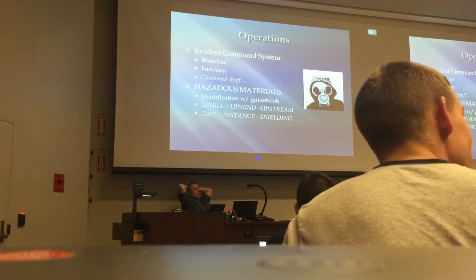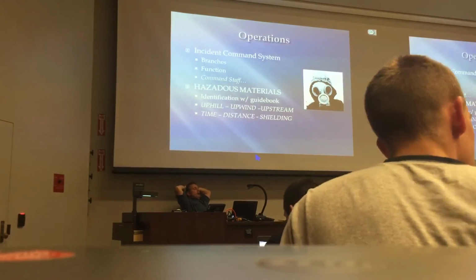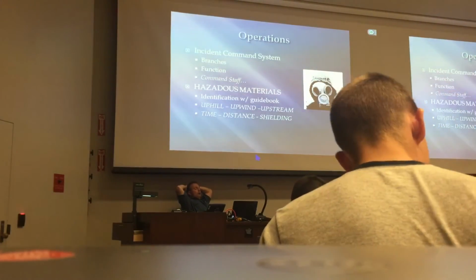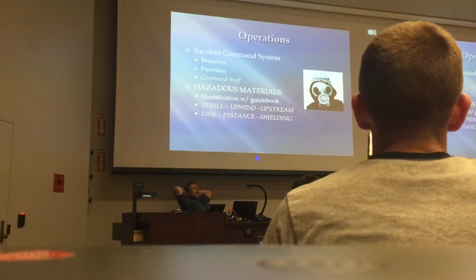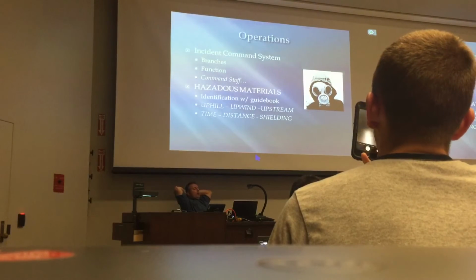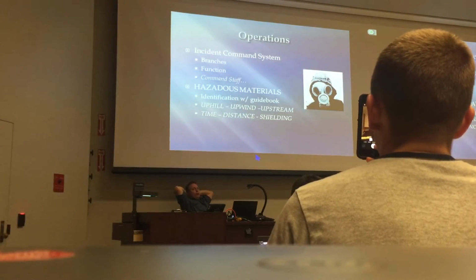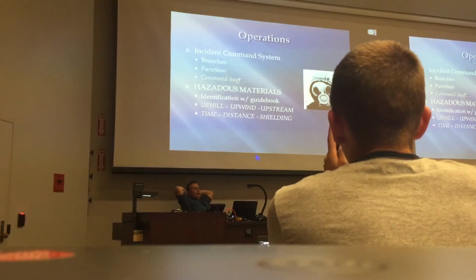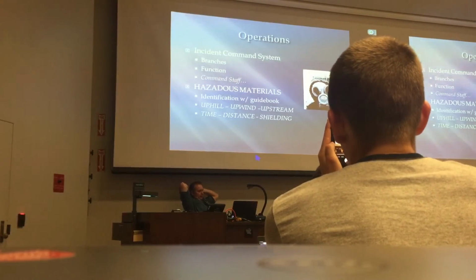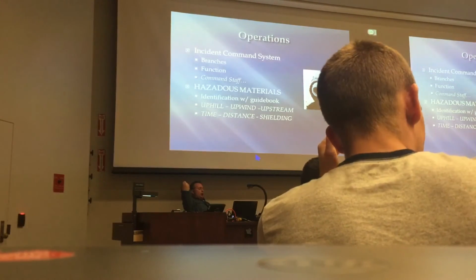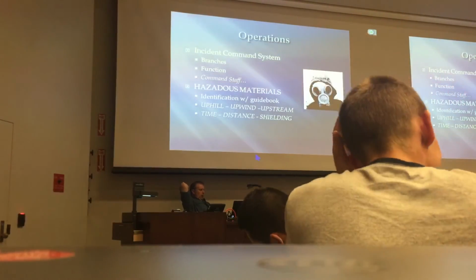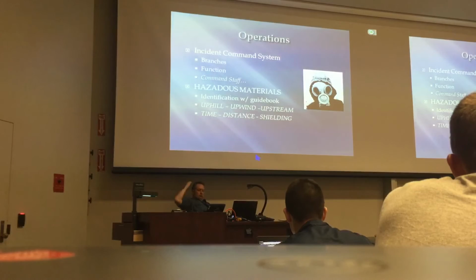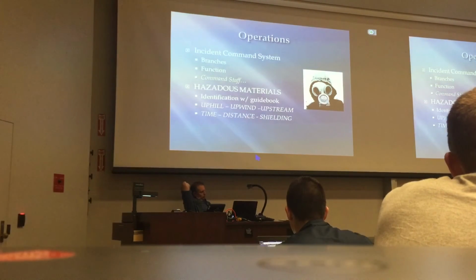Incident command, the different branches. I talked about the functions of each branch and then the command staff. The liaison and the PIO and the safety officer are all part of the command staff. And who do they work for? Who is that person? The incident commander. All right? Where do you park your ambulance? Up. And what did I tell you about time, distance, and shielding? Time, distance, and shielding. That's it.